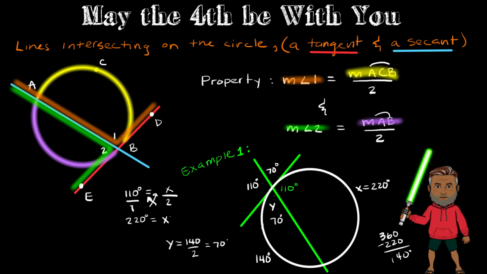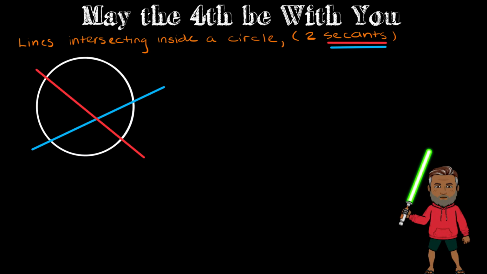All right, let's jump into our second scenario. In our second scenario, what we have is two secants intersecting each other. Just a brief reminder, secants are lines that intersect in exactly 2 locations. So you'll notice that my red line intersects in 2 locations and my blue line intersects in 2 locations. Now the two secants intersect each other inside our circle. You'll notice that when this happens, you're going to have a total of 4 arcs and a total of 4 angles.